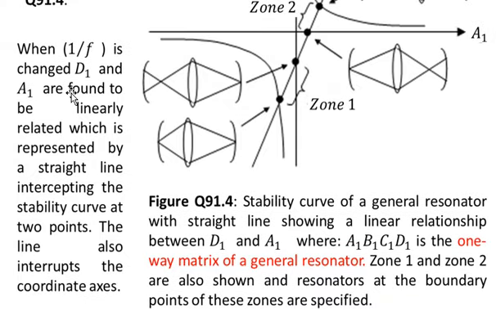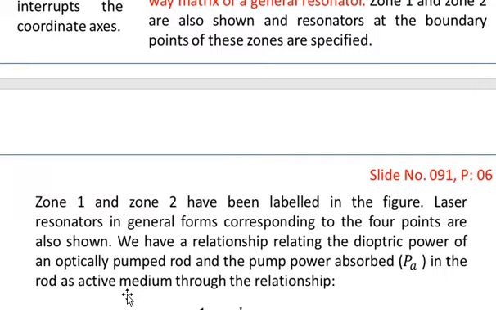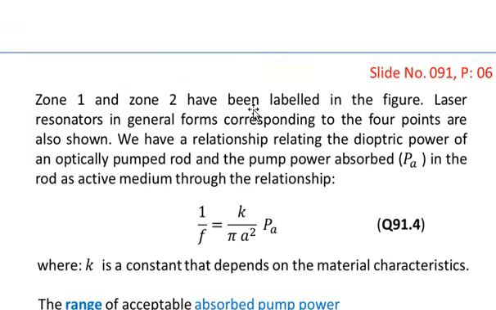When 1 over f is changed, D1 and A1 are found to be linearly related, which is represented by a straight line intercepting the stability curve at 2 points. The line also intercepts the coordinate axis. Zone 1 and zone 2 have been labeled in the figure. Laser resonators in general form corresponding to the 4 points are also shown.